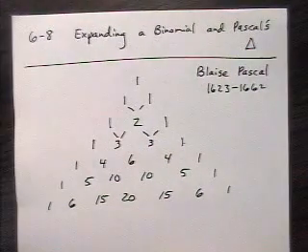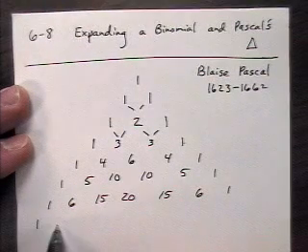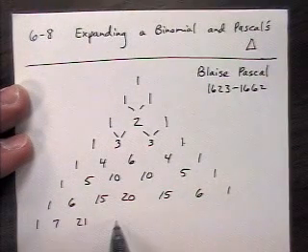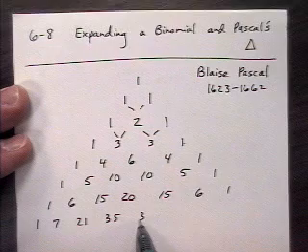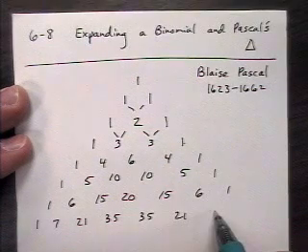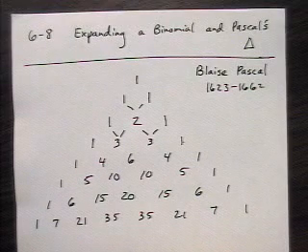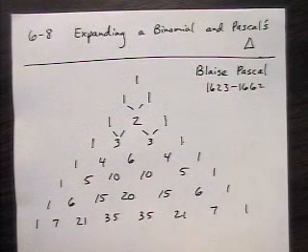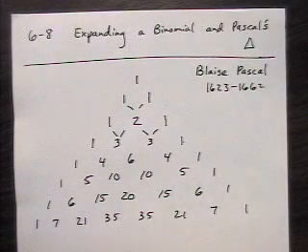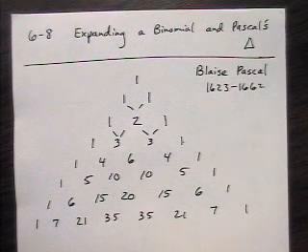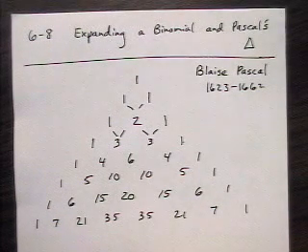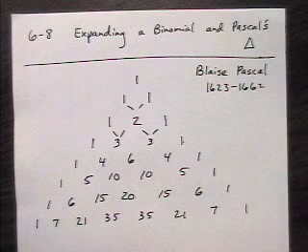And we can look at rows of Pascal's triangle. Looks like I'm kind of going uphill here. 21, 35, 35, 21, 7. You'll notice that these rows are symmetric, meaning if you drew a line down the middle of the triangle, you would notice symmetry values on both sides that match.